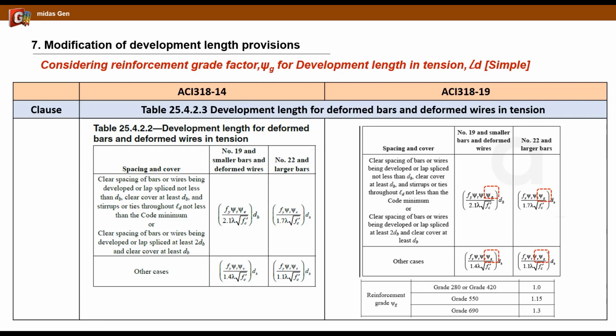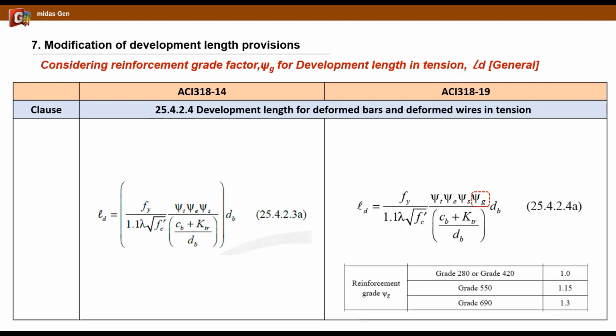Number 7. Modification of development length provisions. In 25.4, the development length equations are revised to cover high-strength reinforcement and concrete, and to account for spacing between bars. New modification factors, such as psi g to modify development length based on grade of reinforcement, are introduced. In ACI 318-19, the reinforcement grade factor, psi g, is also considered in the general method for calculating development length in tension, ld.